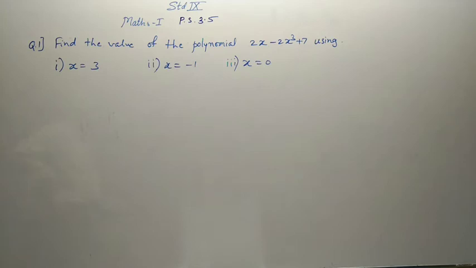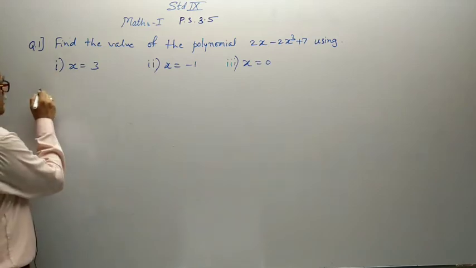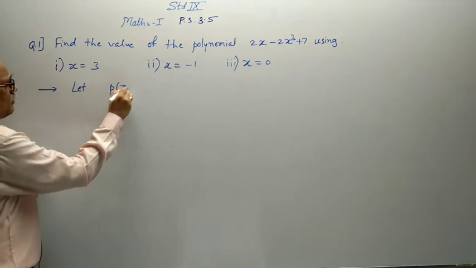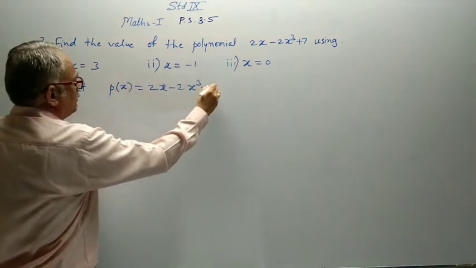Find the value of the polynomial 2x minus 2x cube plus 7 using x equal to 3, x equal to minus 1, x equal to 0, 3 times. So one by one we will solve. Let p of x equal to 2x minus 2x cube plus 7.